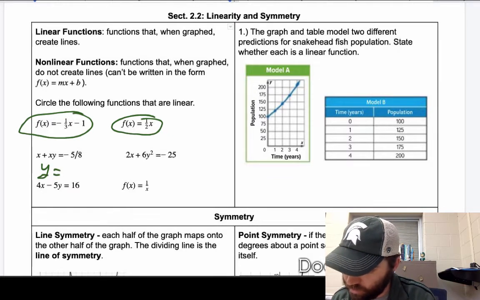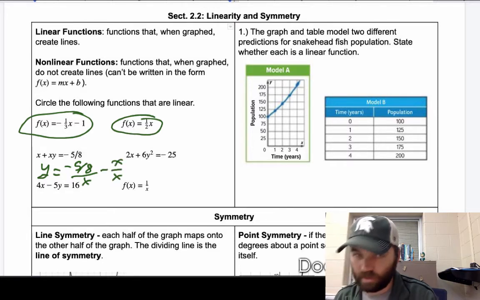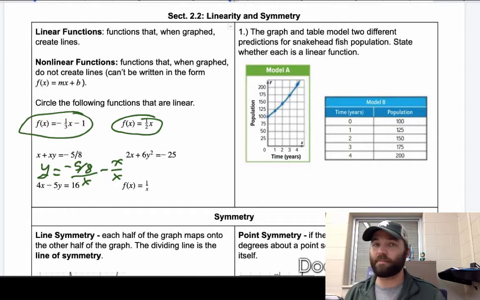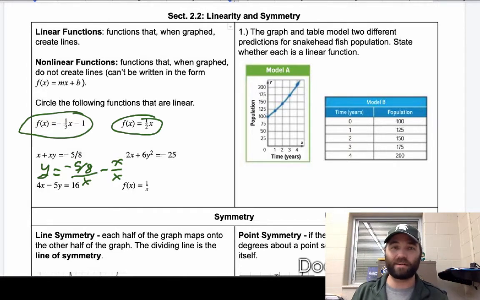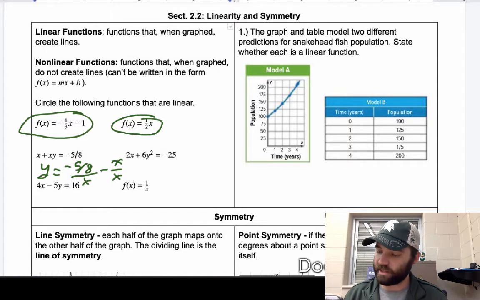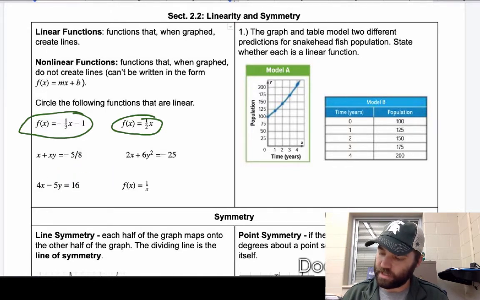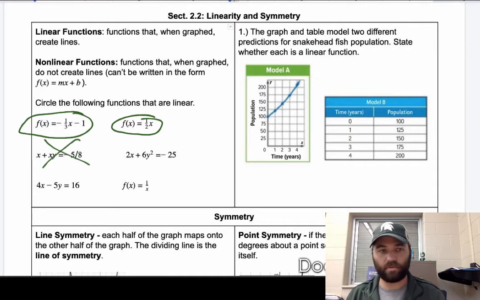Y equals negative 5/8 divided by x. I'm going to erase this too, so it's not in our way later, but minus x over x. All right, you might have to trust me on that, but what's going to happen here is we're going to have an x in the denominator of a fraction. That will make a graph that is not a line, okay? So this one is nonlinear, like I said, so let's erase that one. And you can always check Desmos, okay? So if you are in doubt, just check Desmos.